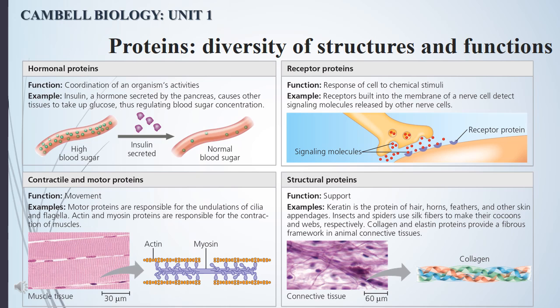Another function of proteins is receptors. Receptors are basically proteins that respond to chemical stimuli. Receptors can be built into the membrane, for example, of nerve cells, and they can detect molecular signals that are released from other neurons, and they can respond accordingly.